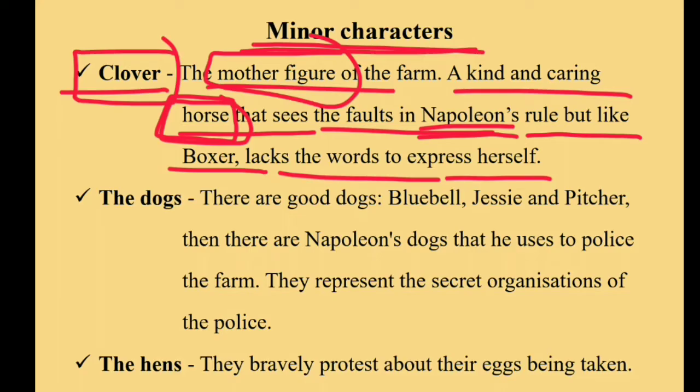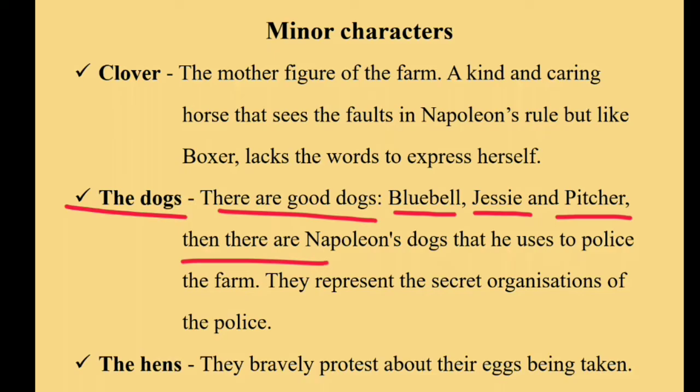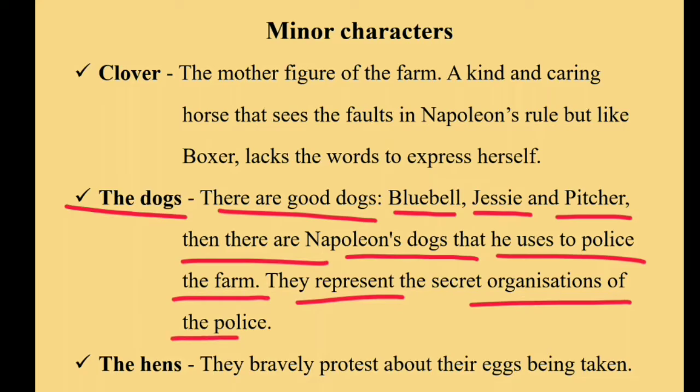Okay. Next is dogs. There are good dogs named Bluebell, Jesse, and Pincher. Then there are Napoleon's dogs that he used to police the farm. Okay, they represent the secret organization of the police.